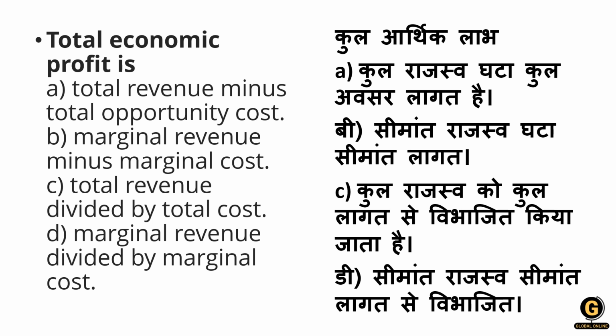Here are some formulas to calculate profit, total economic profit, and the correct option and correct formula is option A, the total revenue minus opportunity cost. Okay, this will be the formula for total economic profit. So that's why our answer is option A.